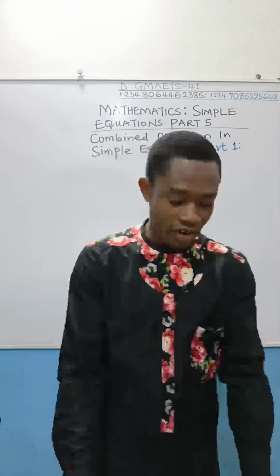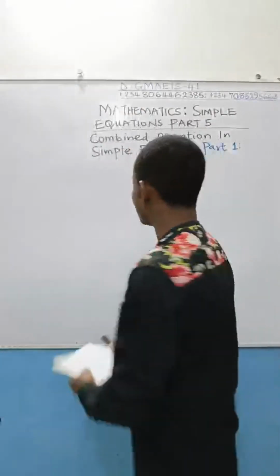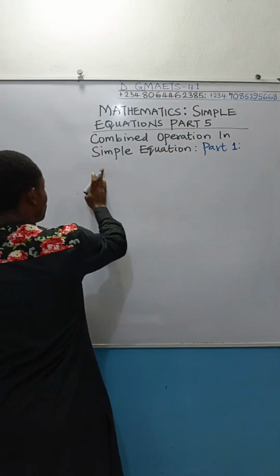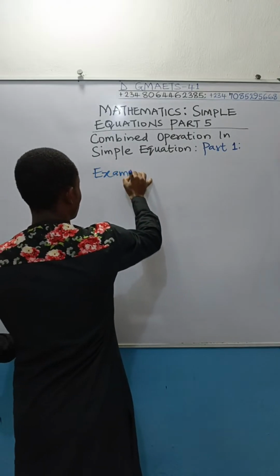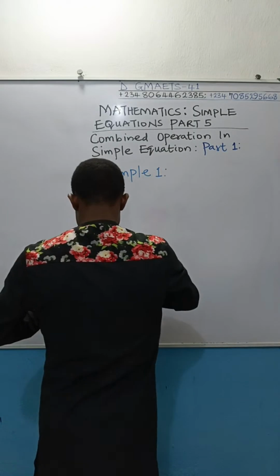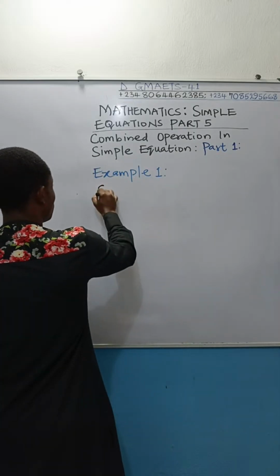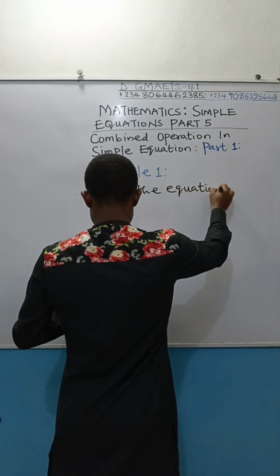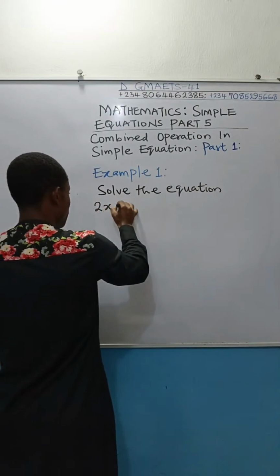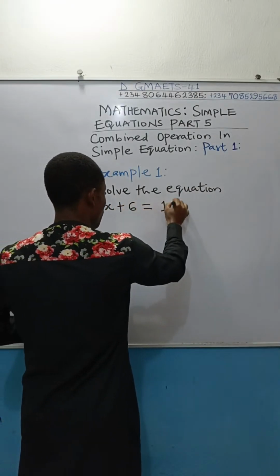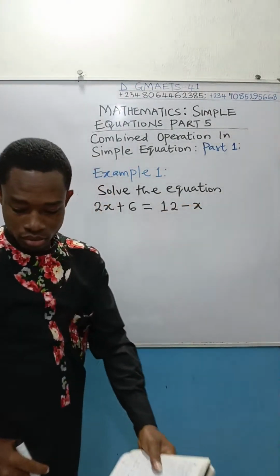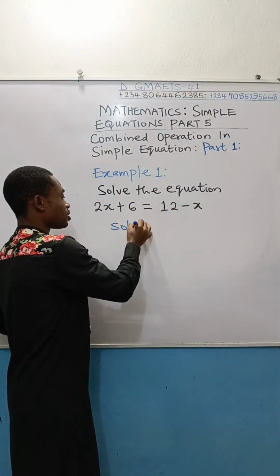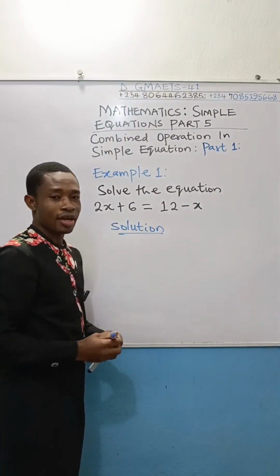So we have our very first question in our class today. And this is the question. Example 1. Solve the equation: 2x plus 6 equal to 12 minus x. So we have to solve this equation. 2x plus 6 equal to 12 minus x.